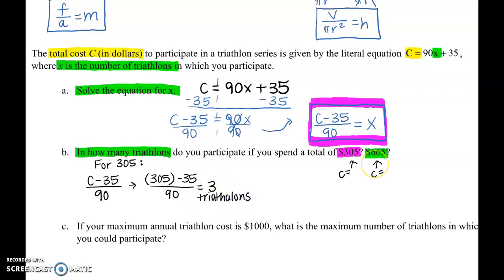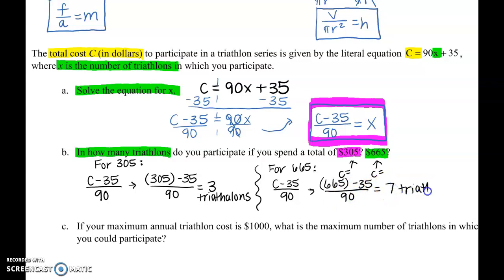For 665, I'm going to do the same thing, except I'm going to plug in 665 for C. So if I have C minus 35 over 90, I'm going to plug in 665 minus 35 over 90 and plug that into my calculator. And I would get 7 triathlons. So this is an example of why it's helpful to use a literal equation to solve a problem.